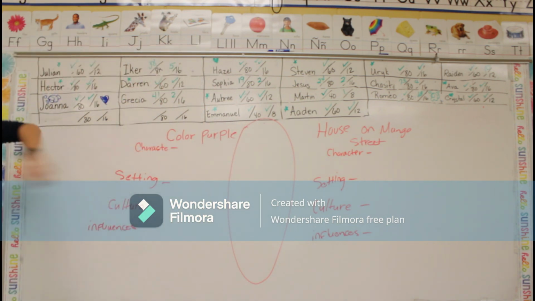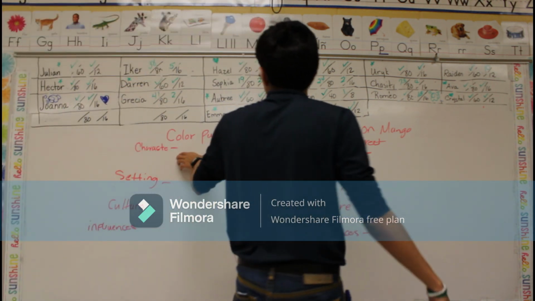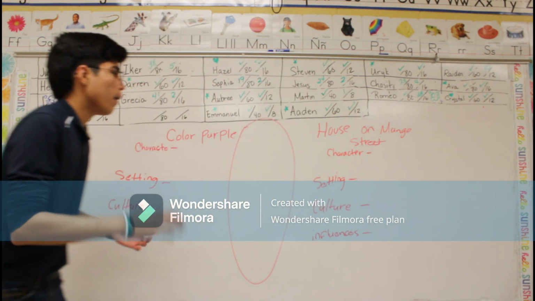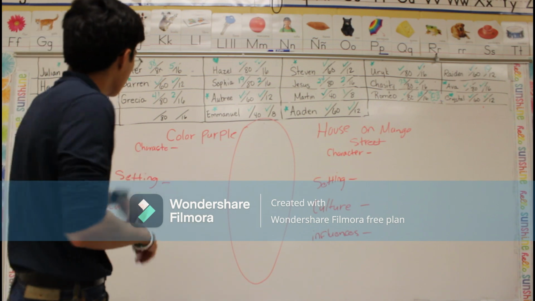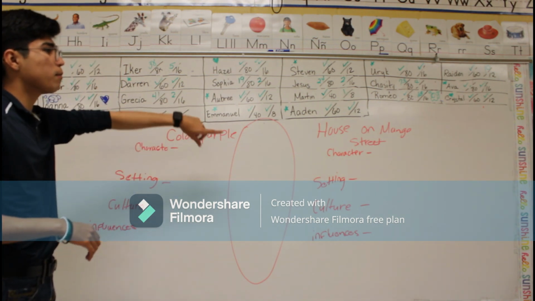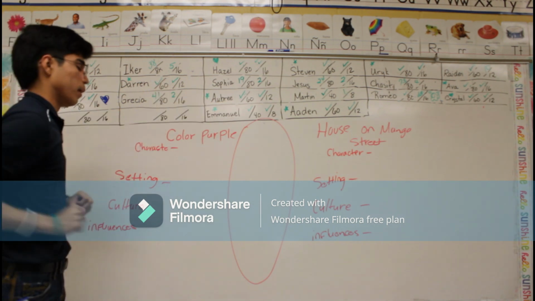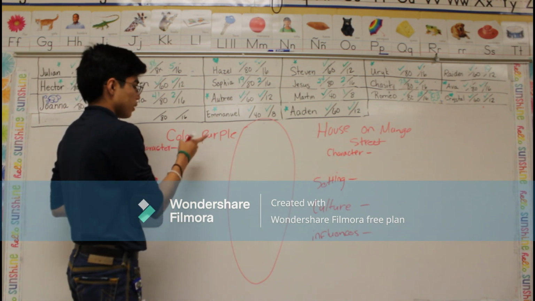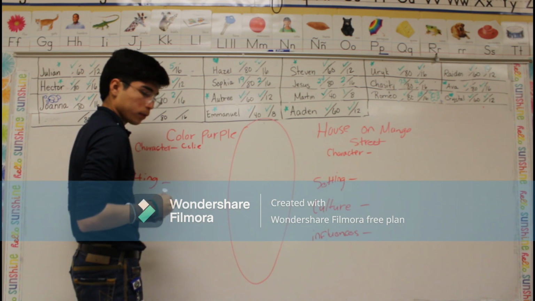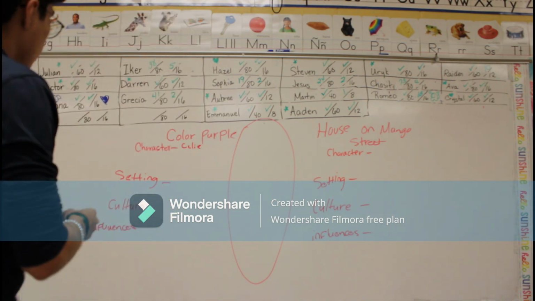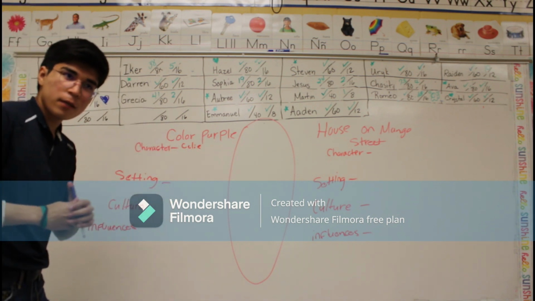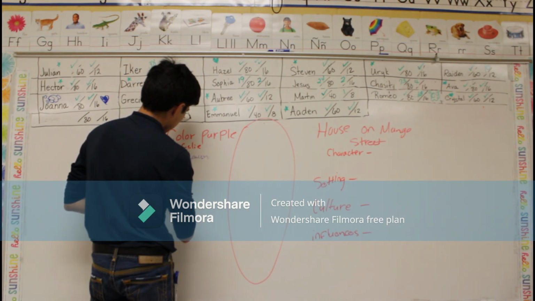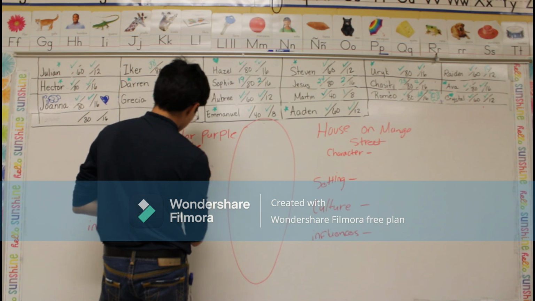So let's start with the character. We already know the main character for The Color Purple is Celie, and for The House on Mango Street, the main character is Esperanza. So if there are any differences or similarities between Esperanza and Celie, we're gonna know them right now. Celie, which we're writing down right here, is a really shy woman who accepts her role as a woman.